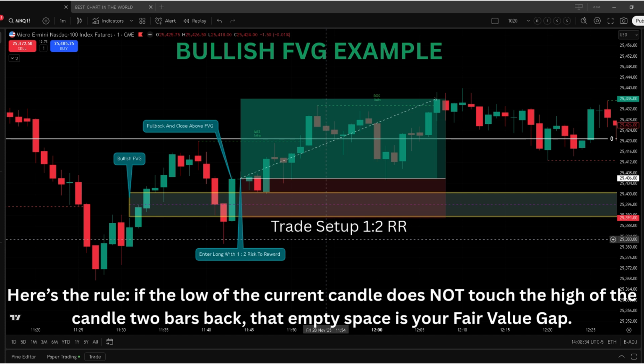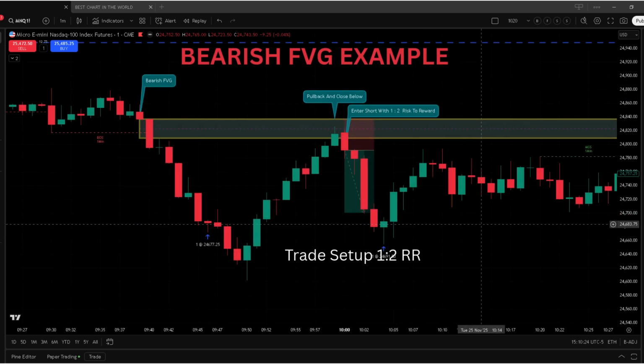To find it, look for a strong impulsive candle that skips a price area between two candles. Here's the rule. If the low of the current candle does not touch the high of the candle 2 bars back, that empty space is your fair value gap. Mark that zone. This imbalance tells you institutions likely want price to return there for mitigation.